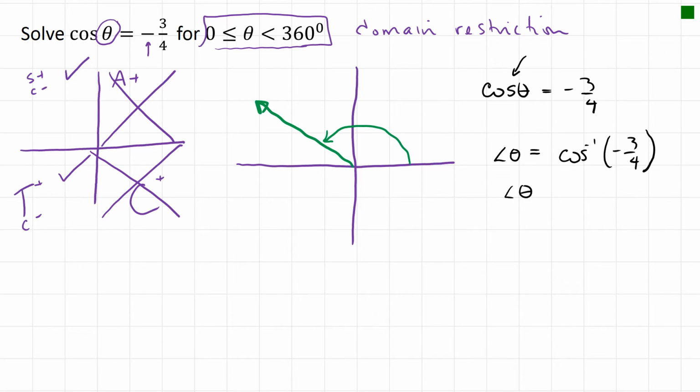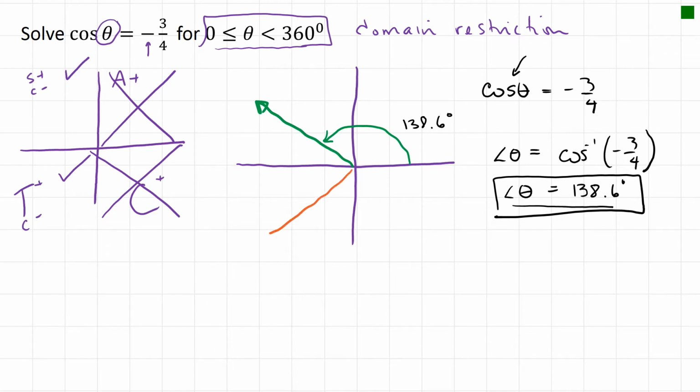And with the help of your calculator, you should get an answer of 138.6 degrees. Now that answer here we know is in the second quadrant, so that must be referring to 138.6 degrees. So one of our answers is what we've just figured out. Now there is a second answer, and the second answer is sitting in this quadrant.